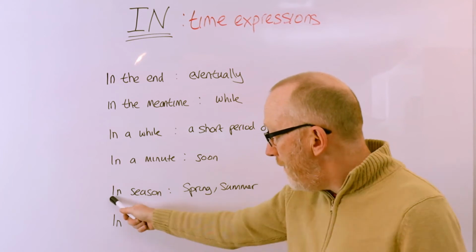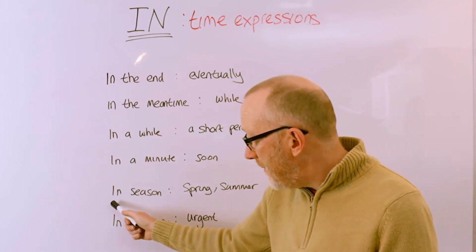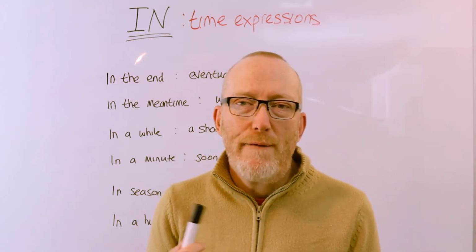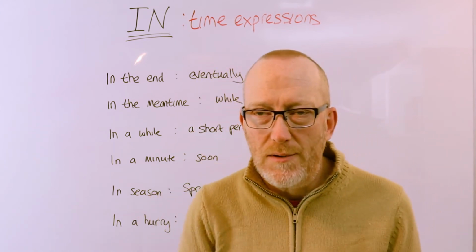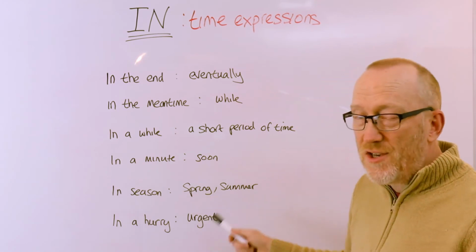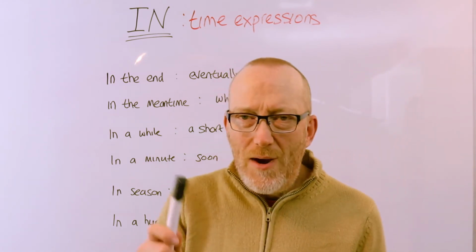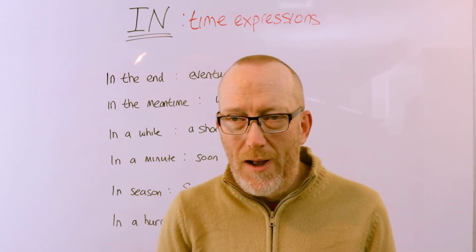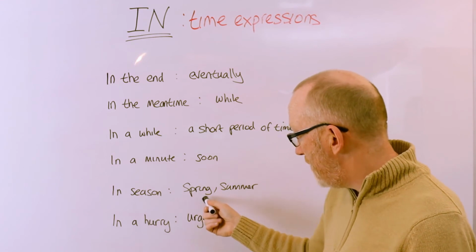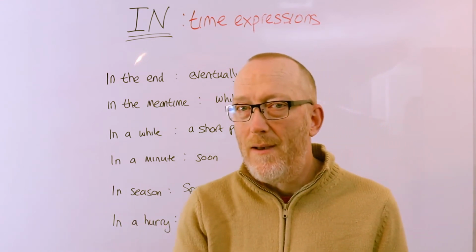"In season", a slightly different phrase here. When we describe something as being in season, we might generally be talking about food, fruit and vegetables, which are generally in season in spring or summer or autumn. And there are some winter vegetables as well. But season is talking about the time of year, so spring, summer, autumn, winter.